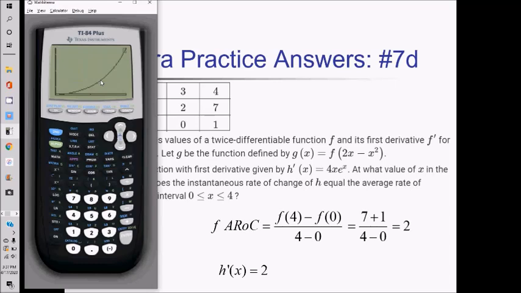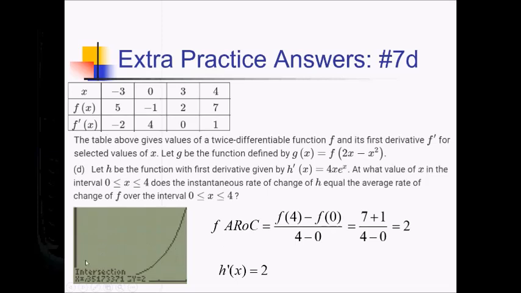So let me go ahead now, second trace, option 5, intersect. Let me move my spider over to the intersection that I can actually see. Enter, enter, enter. And that comes out to about 0.5352, it kind of looks like. Yep, 0.352. There we are.